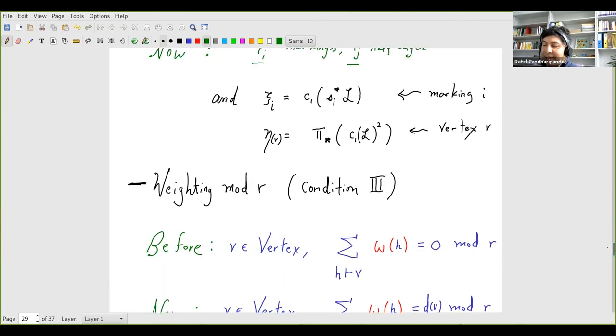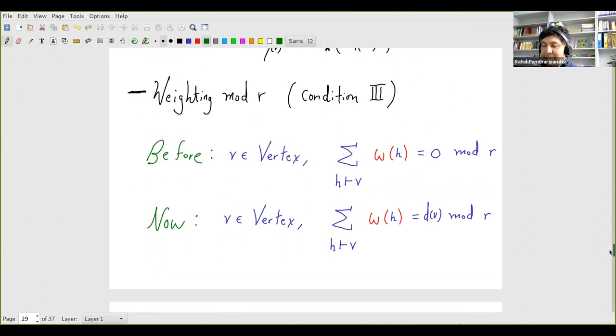Then how about how the weightings mod r change? This is pretty simple. Only one part changes, which is that before we had the vertex sums to be zero, and now we have the vertex sums to be their degree mod r. It doesn't change much.